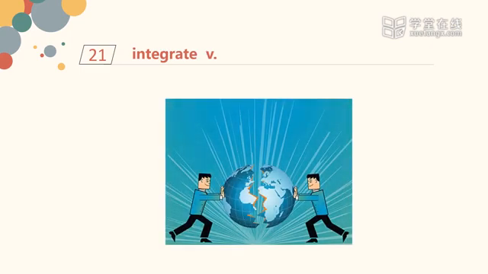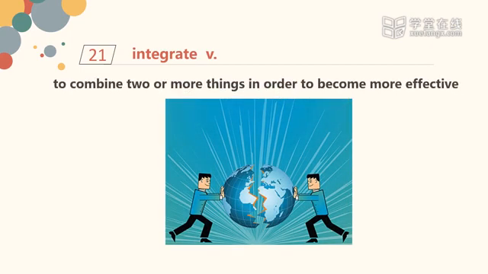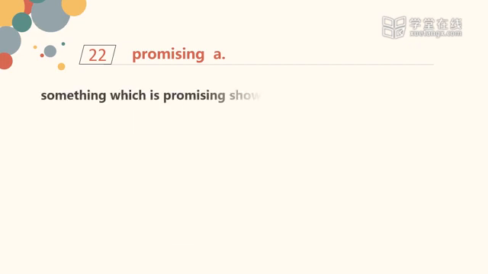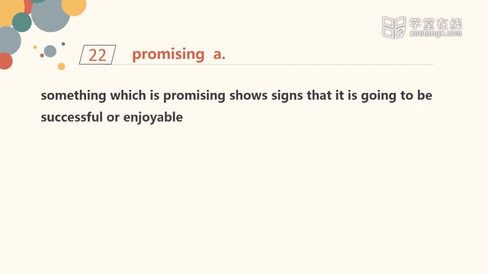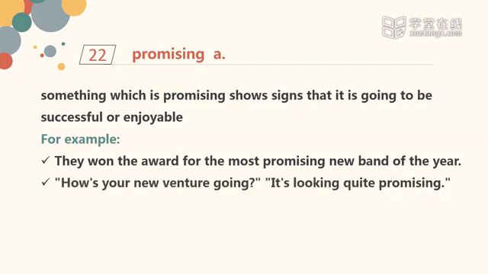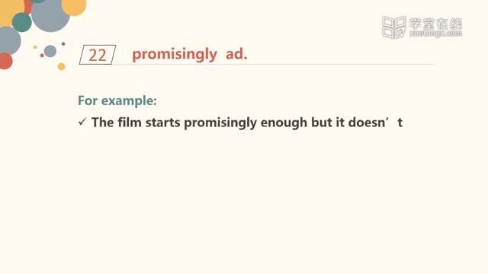Number 21. Integrating. To combine two or more things in order to become more effective. Number 22. Promising. Something which is promising shows signs that it is going to be successful or enjoyable. For example, they won an award for the most promising new band of the year. How's your new venture going? It's looking quite promising. Promisingly. For example, the film starts promisingly enough, but it doesn't maintain the interest level.